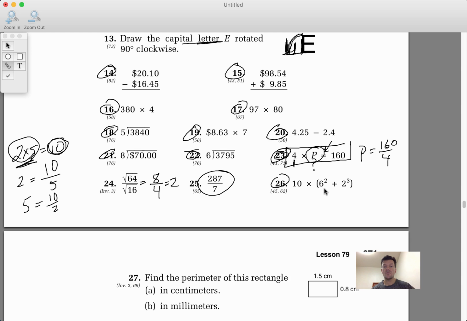26, make sure that when you do this, you do the exponents first. So it's 10 times, and then in parentheses, you're going to have 6 squared, which is 36, and then 2 cubed. That's 2 times 2 times 2, 3 times, which is 8. Then add what's in parentheses, and then the final thing you do is multiply by 10. Because these parentheses are telling you to do whatever's in this group first. And in the group, you have to do exponents before you add.